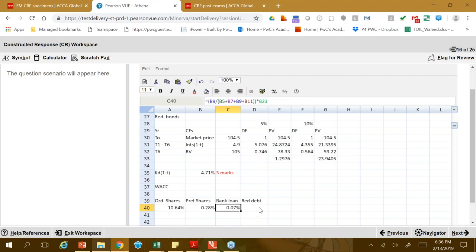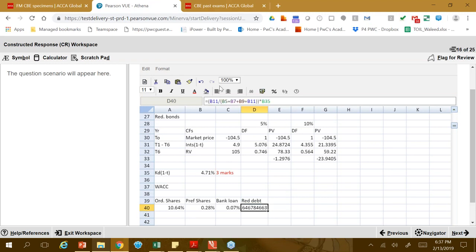And finally, the redeemable debt, which is in B11, over B5, B7, B9, B11, into the cost of debt. The cost of debt here is B35, and this will give us our redeemable debt calculation. So B11 over the entire capital into the cost of debt of redeemable debt, B35.